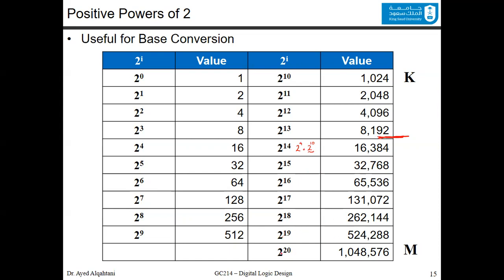2 to the power of 17 is what you see here, 18 is here, and 2 to the power of 19 is here. And then 2 to the power of 20 is one of the special powers that we just mentioned, which is 1 million and something. So that's a million in the binary system, which we call a mega. If we say million, then that's the decimal system. If we say megabyte or megabit, then that is the binary system.